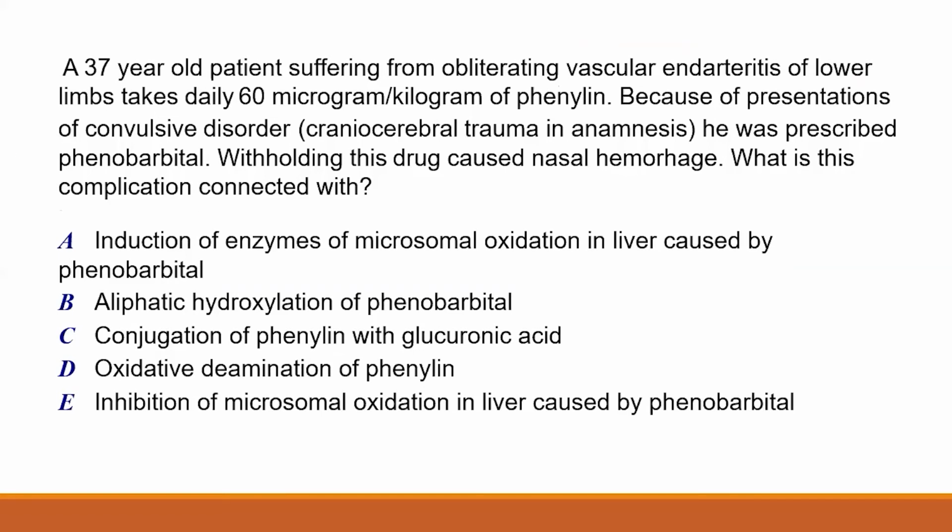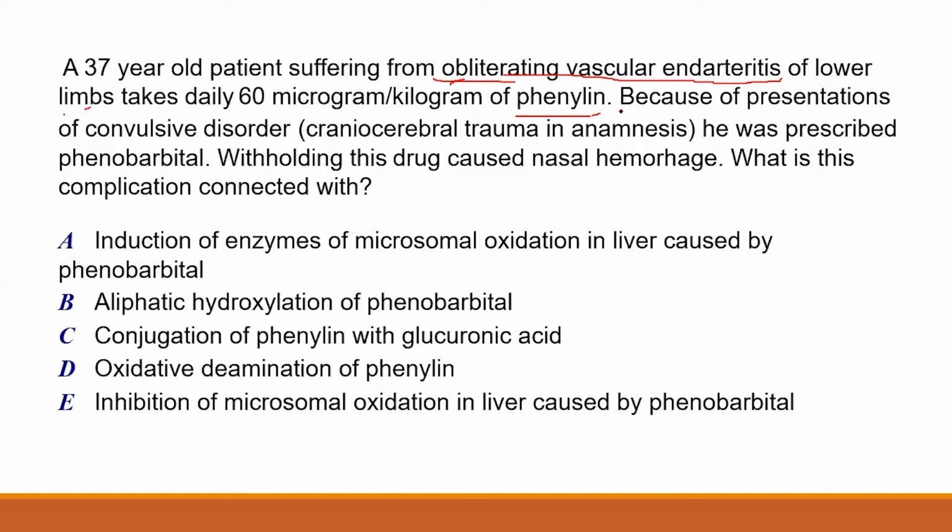So what do we have here? We have a 37-year-old patient suffering from obliterating vascular endarteritis of the lower limbs. When we say obliterating vascular endarteritis, we are simply referring to hardening of the vessels, or simply put, in quotes, atherosclerosis of the lower limb. Normally when we say atherosclerosis, we are referring to the coronary artery. That's why I'm putting it in quotes. So this is basically atherosclerosis of the lower limb.